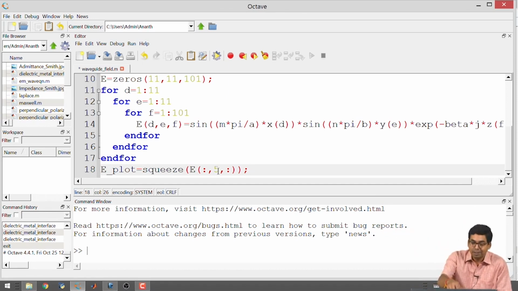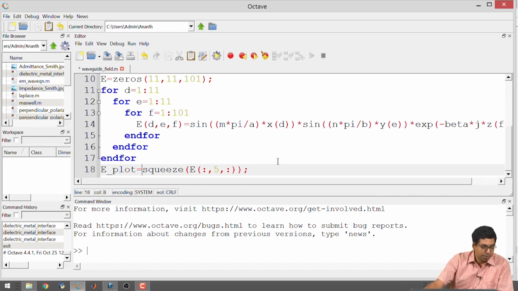Remember that this is not the exact value of the position coordinate, it is the value of the index having that coordinate. So, we have 11 elements, center is approximately 5. Okay. So, I am just taking the 5th y index and all x and all z. So, this will allow me to create a 2-dimensional slice, okay, squeeze command.